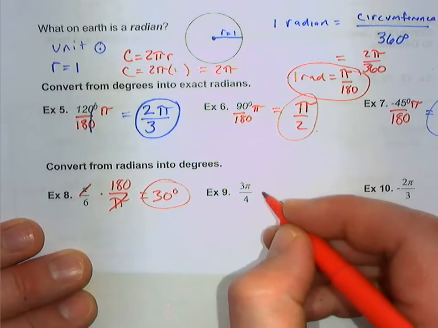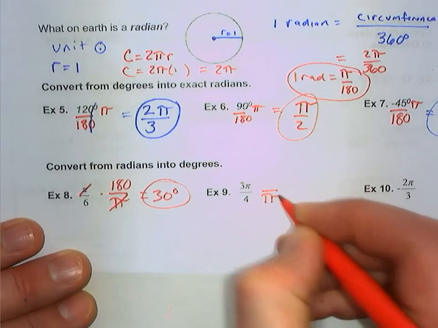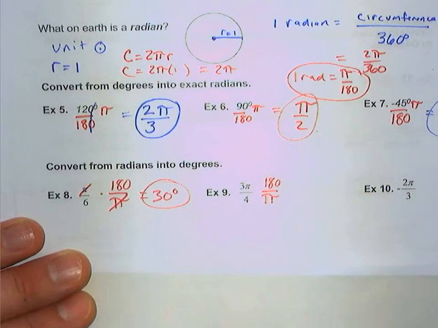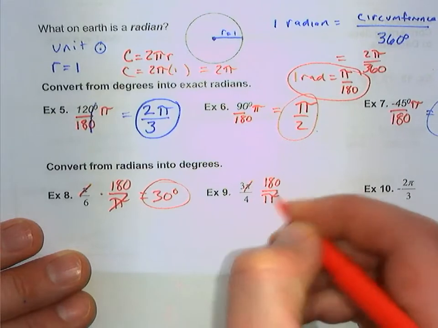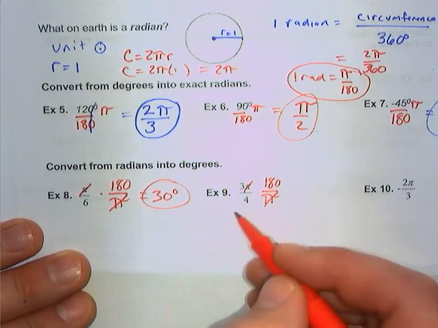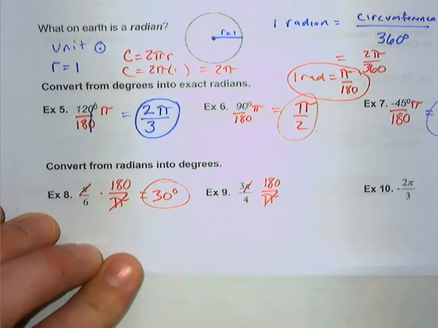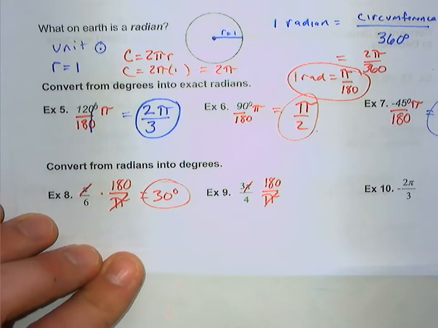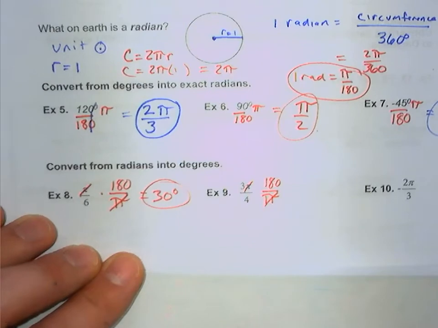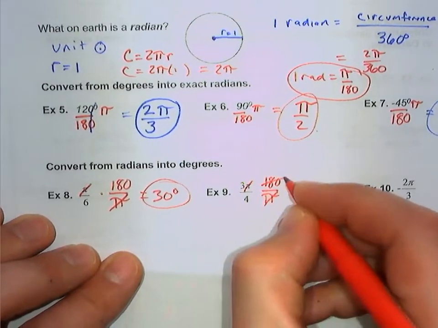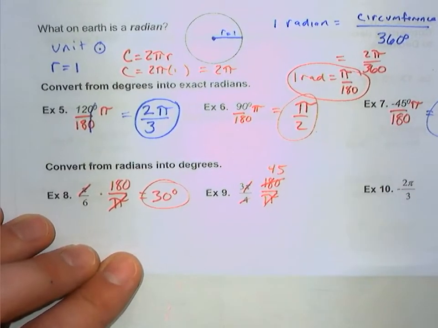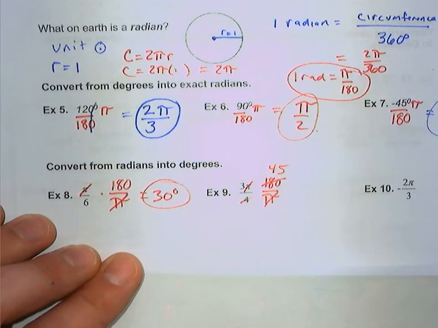All right, so we do it again. We want the pi's to cancel, so I need a pi on the bottom and 180 on top now. So the pi's cross out. And now I got to divide 180 by 4. Now, for some people, that's hard. So we'll take 180 and divide by 2, and then divide by 2 again. That's dividing by 4. What's 180 divided by 2? It's 90, and 90 divided by 2 is 45. Now you just divided by 4. Okay. And now take 3 times 45.